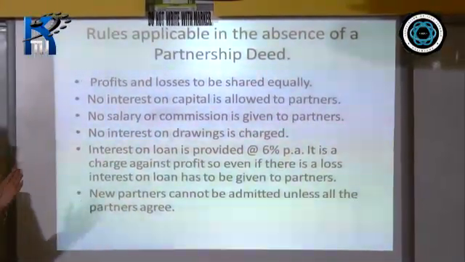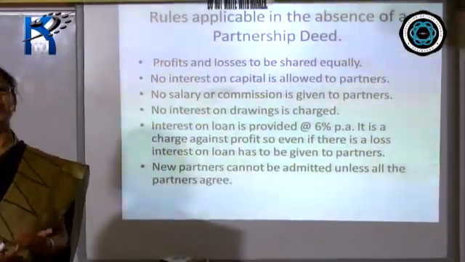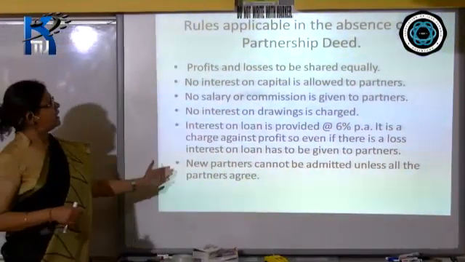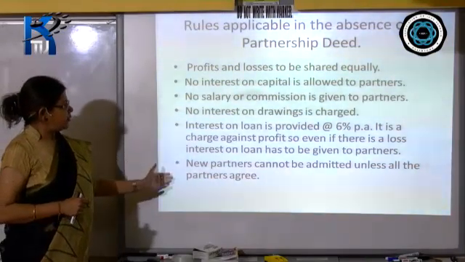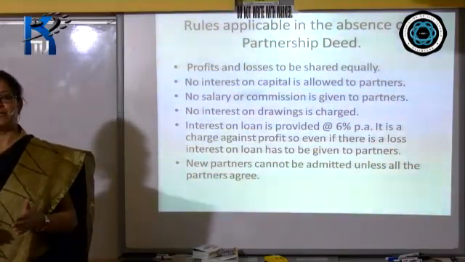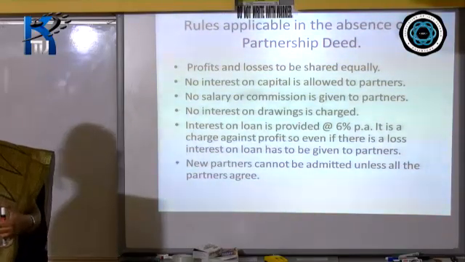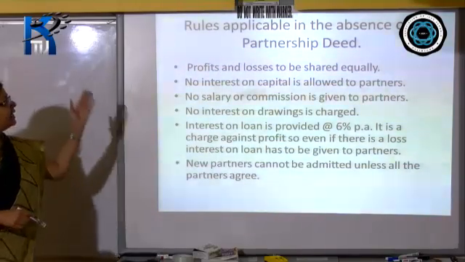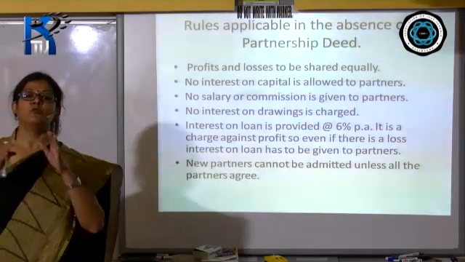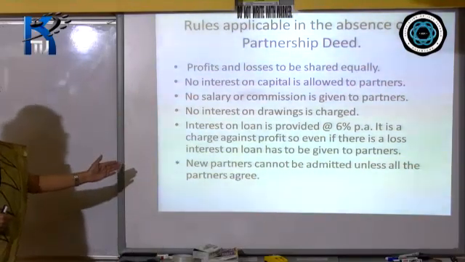Interest on loan is a charge against profit. Whether the firm incurs profits or does not incur profit, interest on loan has to be provided to the partners. The last rule says new partners cannot be admitted unless and until agreed upon by all the partners. That means there has to be a consent amongst all the partners that yes, we are allowing a new partner to come in. This is a very important aspect because in the question, many a time the rules are not given. And if the rules are not given, these are the rules we need to follow.